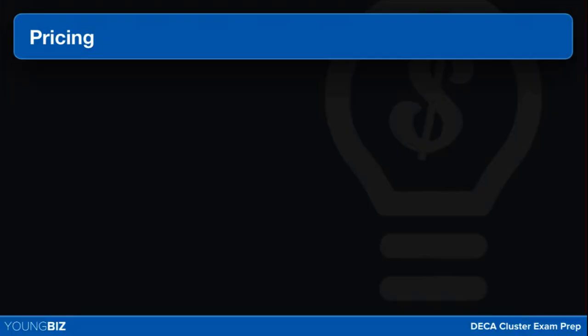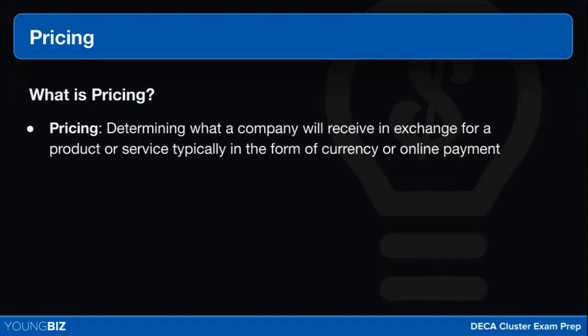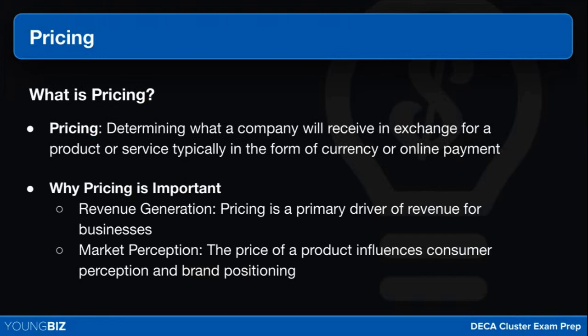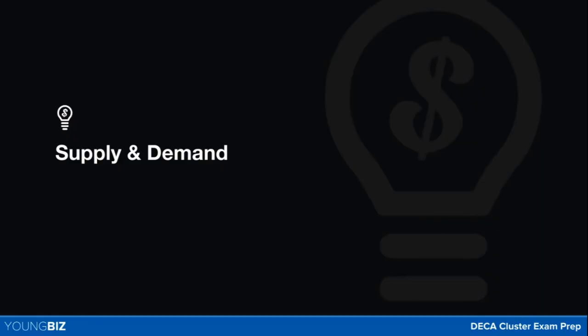So if you recall what pricing is from the 4.1 video, you'll remember that it's determining what a company will receive in exchange for a product or service, typically in the form of currency or online payment. And this is important because pricing is a primary driver of revenue for businesses, and the price of a product directly influences consumer perception and brand positioning. Now that we've established this, let's dive into supply and demand.